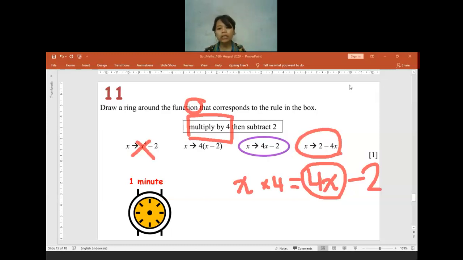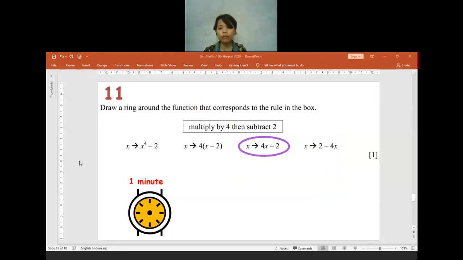Is there anyone having any questions so far or confused with question 11? No? Okay. If you have no confusion, I will move to question 12. Let me know whenever you have any question.